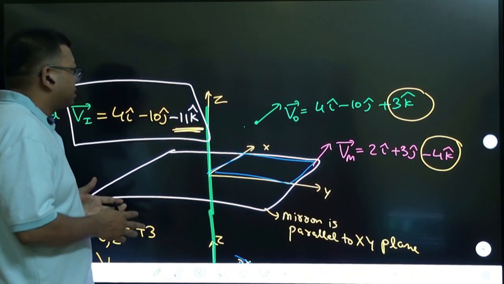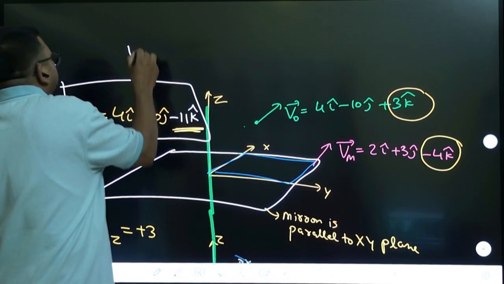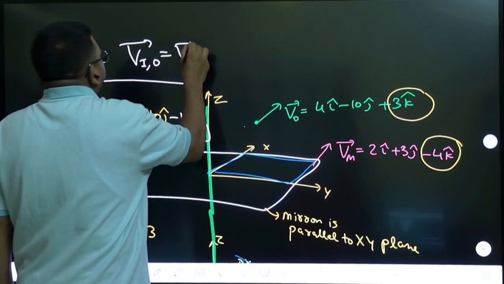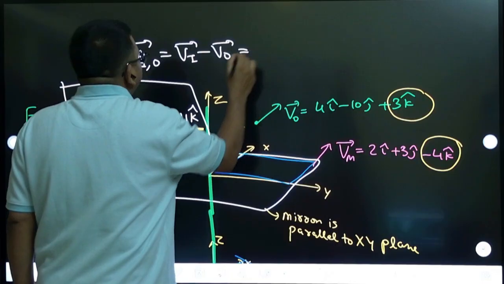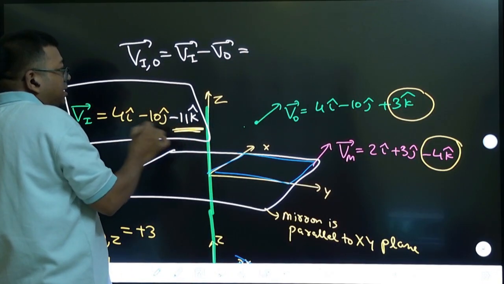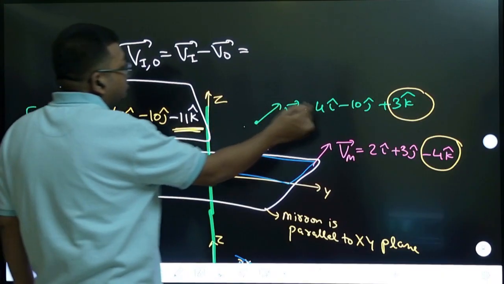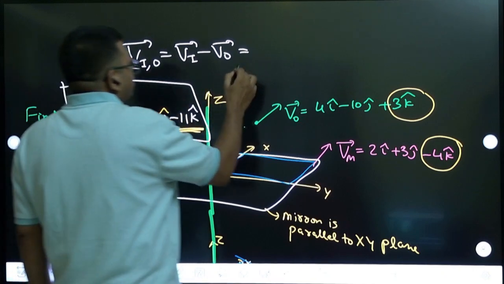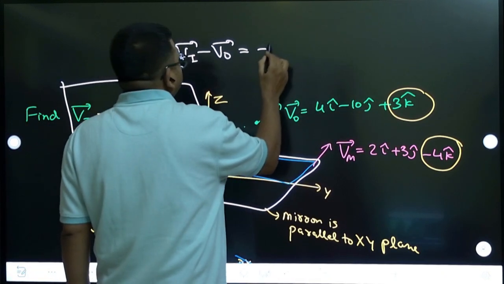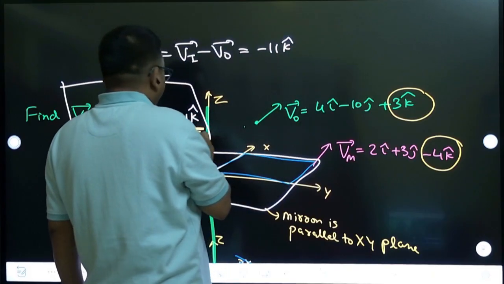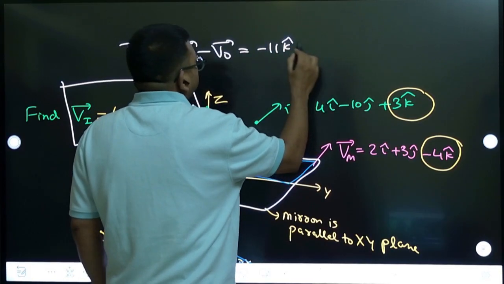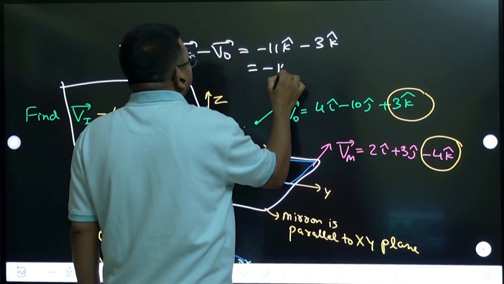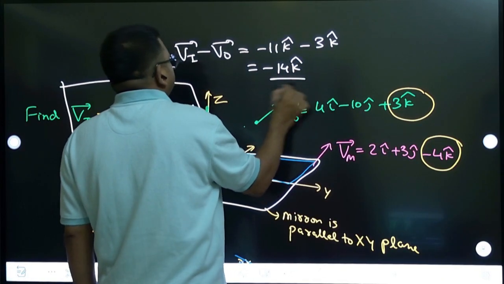But now if they ask what is the velocity of the image with respect to the object, then you do velocity of image minus velocity of object, right? These terms are the same, so they will get cancelled. You only have to do the z component. The image you have got as minus 11 k cap, and the object is plus 3, so minus of 3 k cap. So this is minus 14 k cap. That's the answer. Clear?